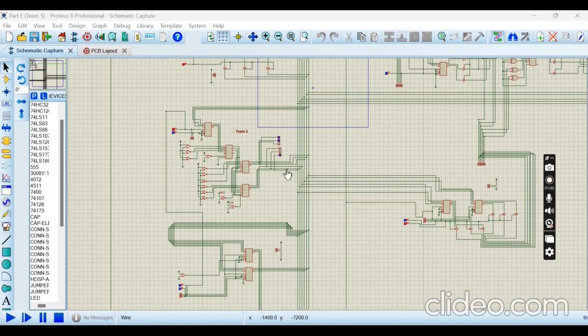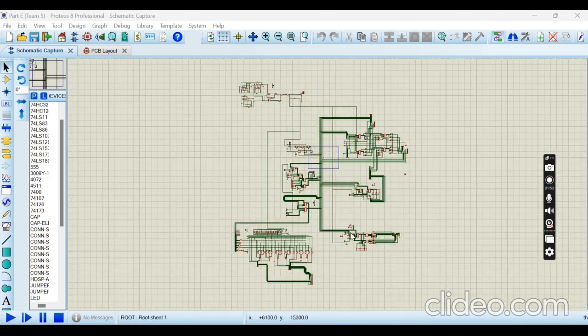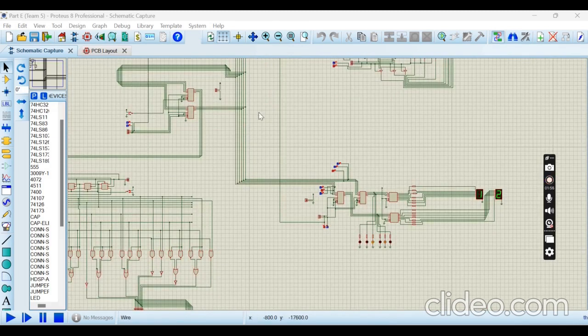6 bits are also coming from the bus bar to the B register. This is the B register. 6 bits from the bus bar coming as input to the B register, and also 6 bits are coming from the bus bar to the output register. This is the output register. And the output register is connected with the binary display. This is the binary display.